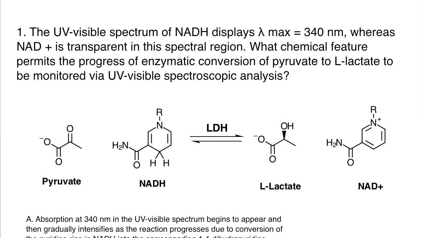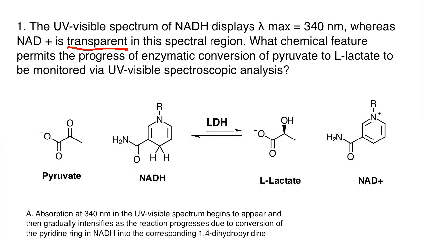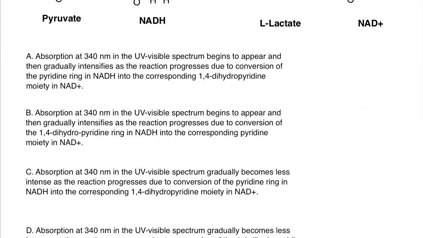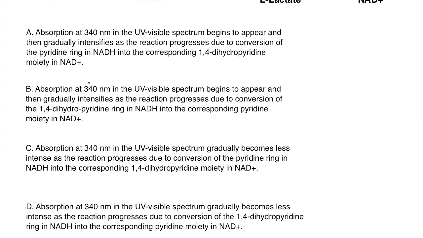It says the UV visible spectrum of NADH displays a lambda max of 340, whereas NAD plus is transparent. So this is important here. The fact that NAD plus is transparent means that the absorbance is lowering, it's going away, and the light is able to shine through the solution. So we would not expect it to be more intense. We would expect less intensity over time until it becomes transparent. And because of that, both of the options that have gradually intensifies are going to be off the table because that is not what's going on here. So we're left with C and D at this point.